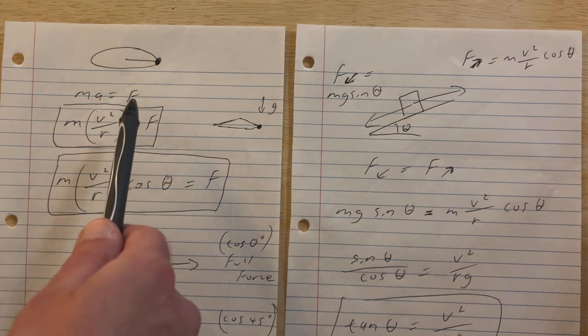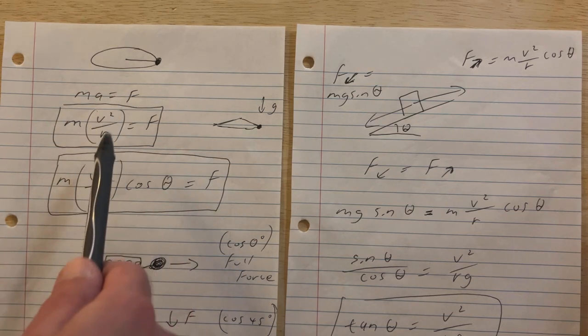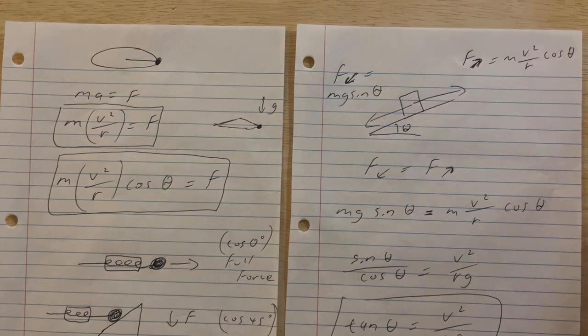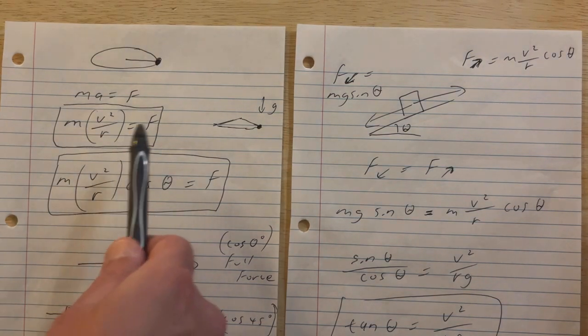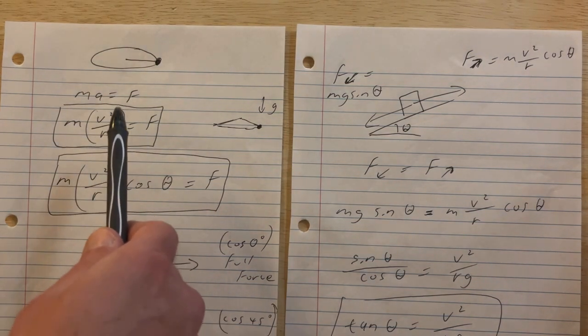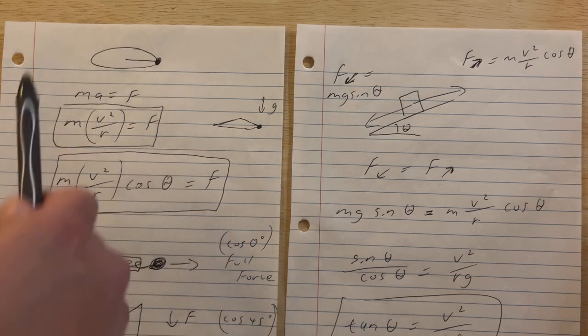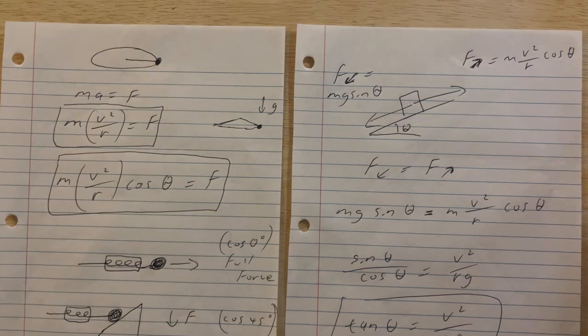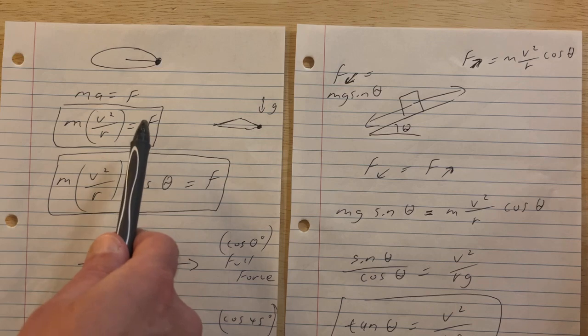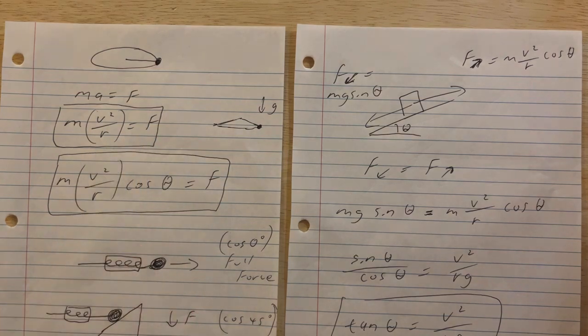Okay, if you've got a ball on a rope here and you're spinning it around, mass times acceleration equals your force. Your acceleration is v squared over r. So it's just mass times v squared over r equals your force. So you can imagine as you increase your velocity, as you swing this ball around on a rope, you square that, so that will significantly increase your force.